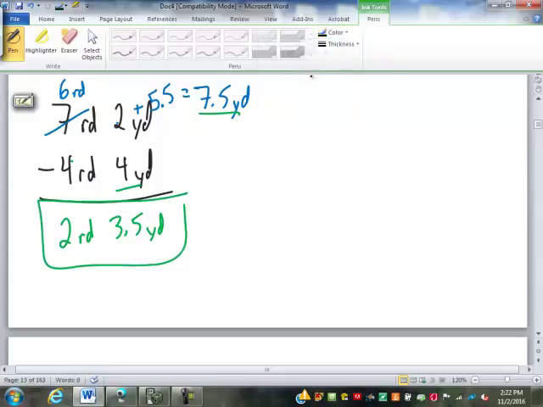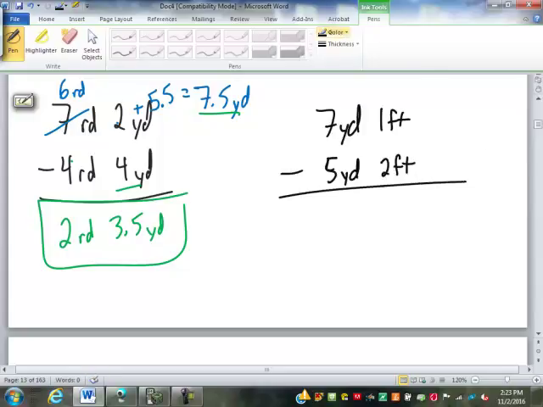Or we could have 7 yards, 1 foot minus 5 yards, 2 feet. 1 foot minus 2 feet can't be done, so we're going to borrow from the 7 yards. This becomes 6 yards. How many feet does this become? 4. 1 yard is 3 feet, so 1 plus 3 is 4 feet. Now 4 minus 2 is 2 feet. 6 yards minus 5 yards is 1 yard.